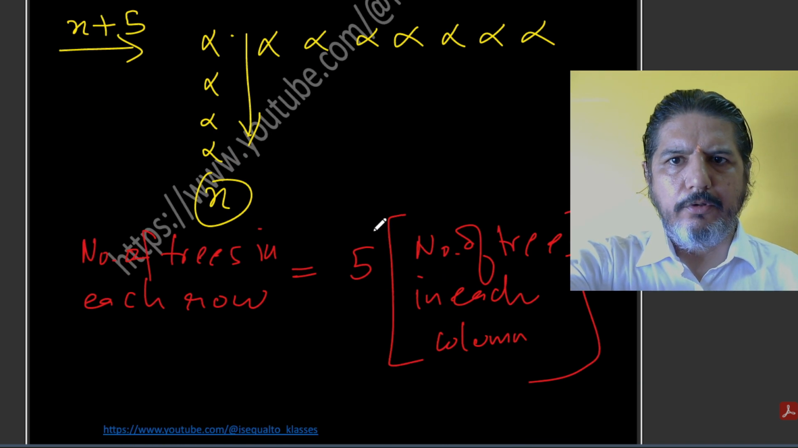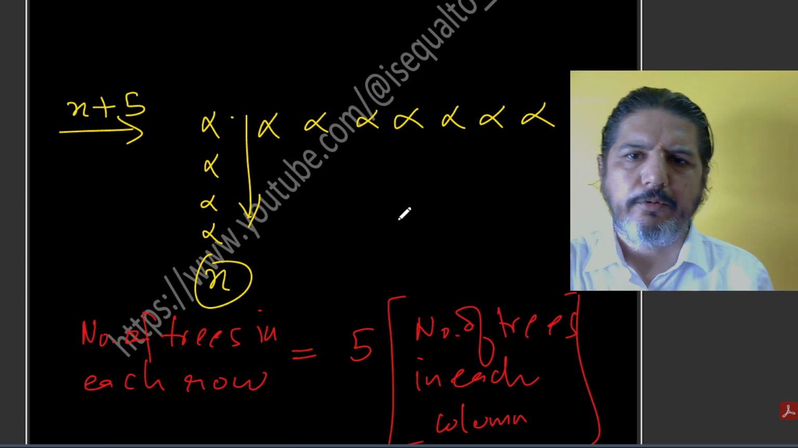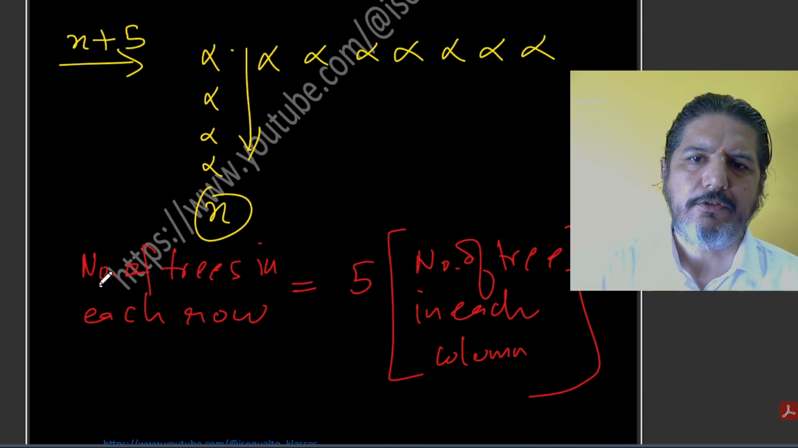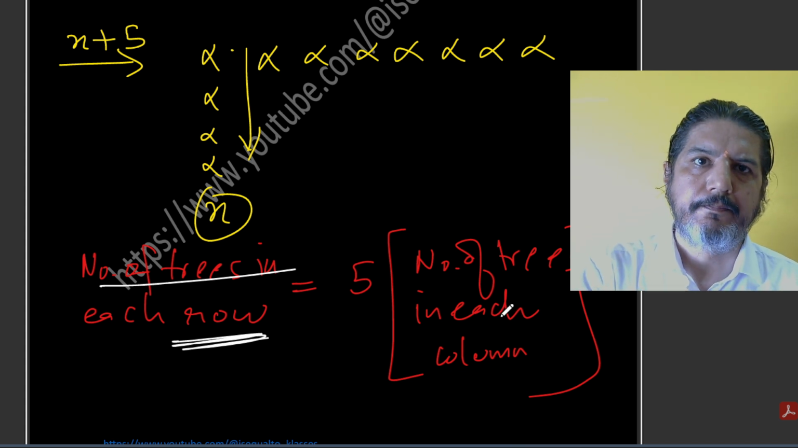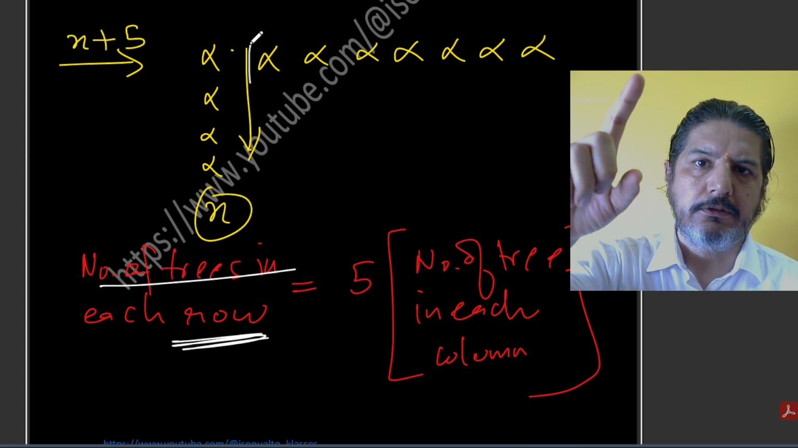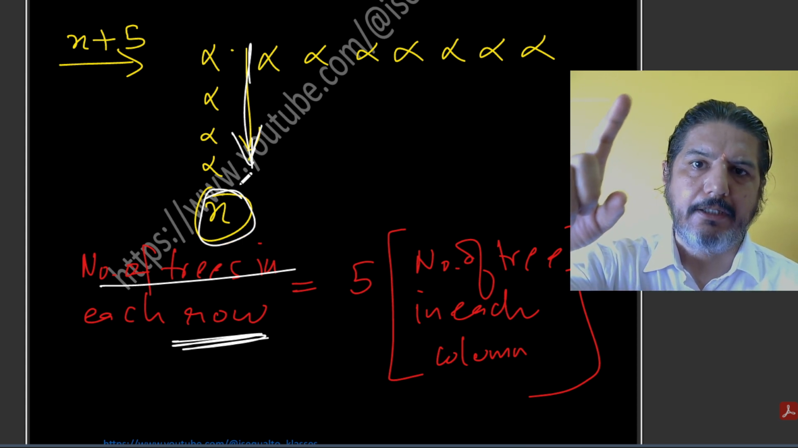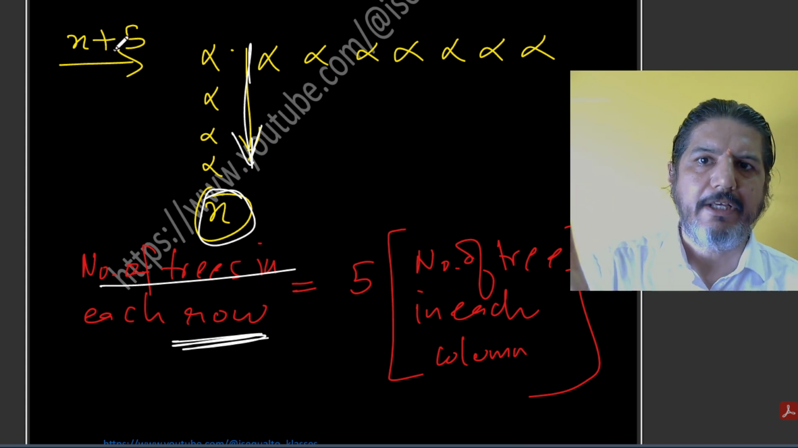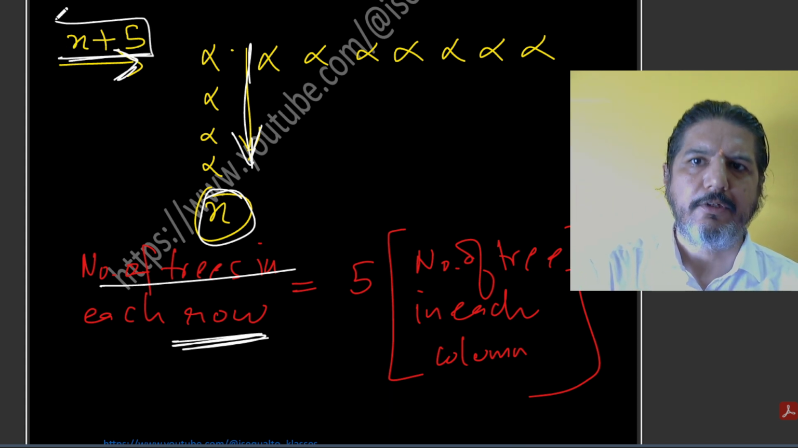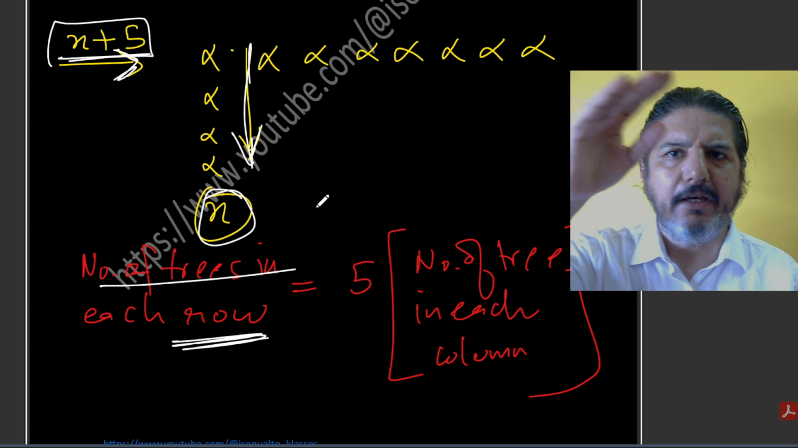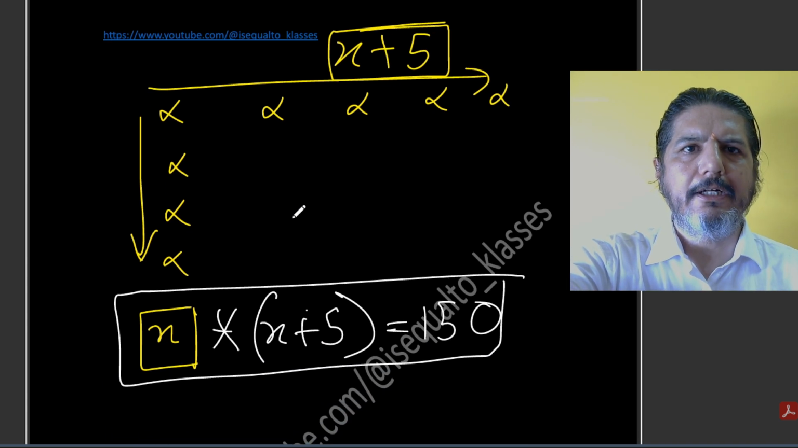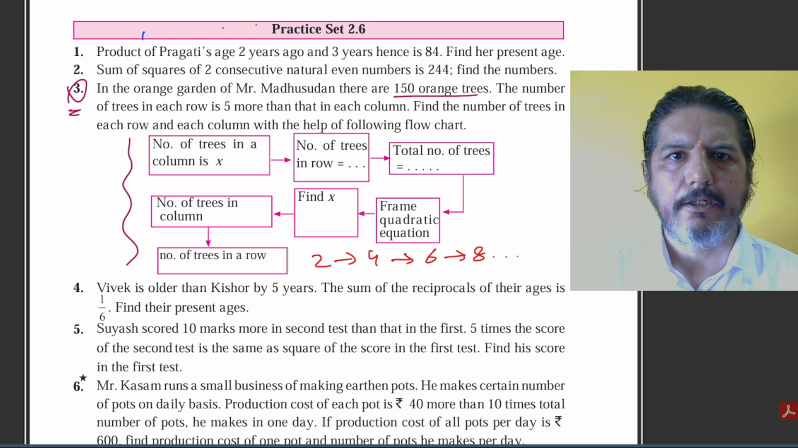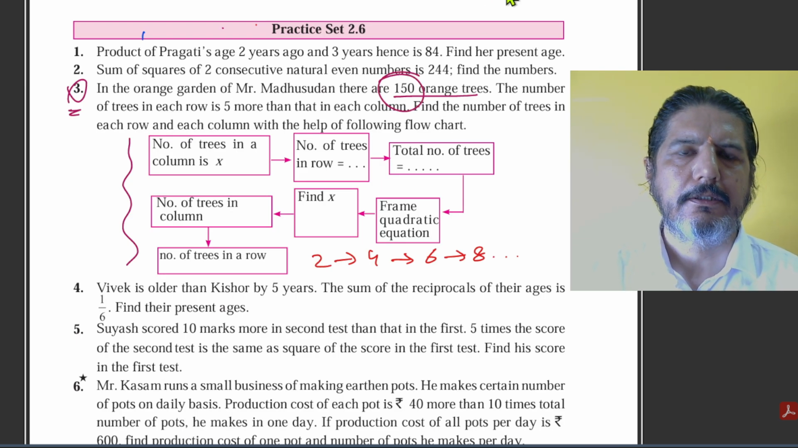And then what we did was, we looked at the question. What the question was saying is that the number of trees in each row is equal to 5 more than the number of trees in each column. So if there are x trees in each column, then the number of trees in each row would be x plus 5. And if I multiply x by x plus 5, then I'll get the total number of trees in the garden. The total trees in the garden, they are 150.